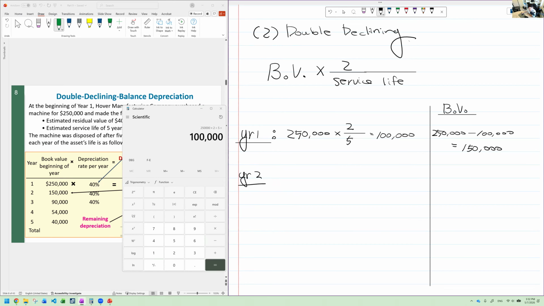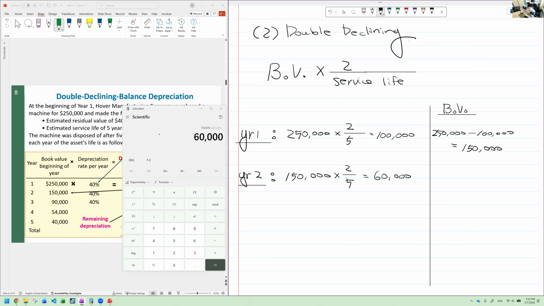Year two, the book value as of last year was decreased to $150,000. So that's our starting point. $150,000. We're going to multiply by 2 over service life. So $150,000 times 2 divided by 5. So the amount of depreciation expense that you want to record in year two is $60,000. As you can see, the degree to which the company depreciates this asset has decreased. Previously it was $100,000, now $60,000.